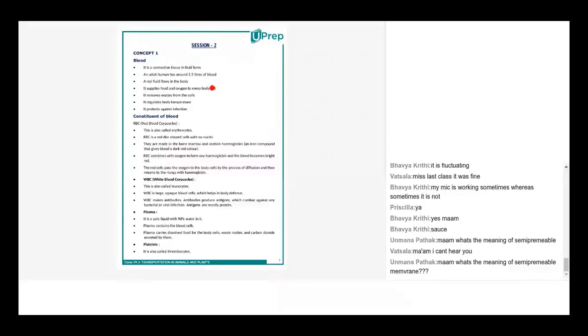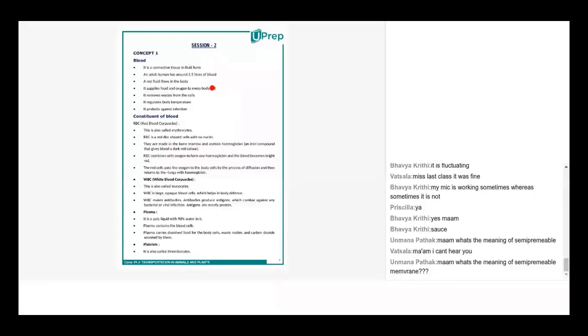Yes, ma'am. Blood. It is a connective tissue in fluid form. An adult human has around 5.5 liters of blood. A red fluid flows in the body. It supplies food and oxygen to every body cell. It removes waste from the cells. It regulates body temperature. It protects against infection.